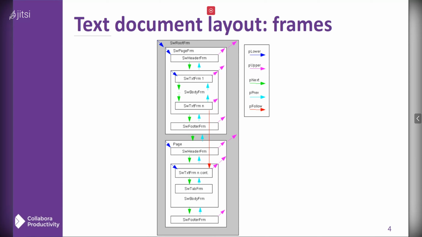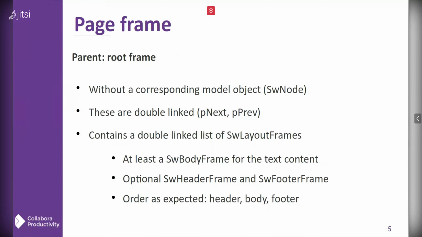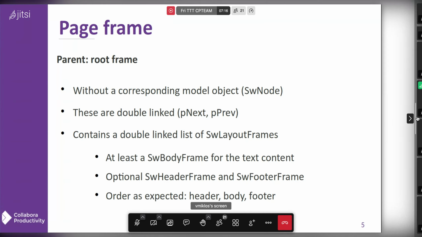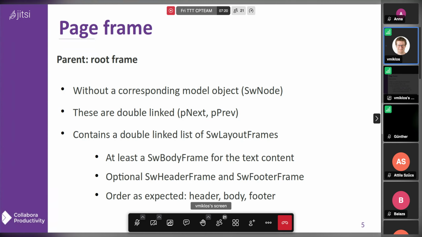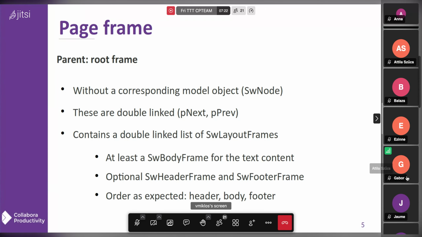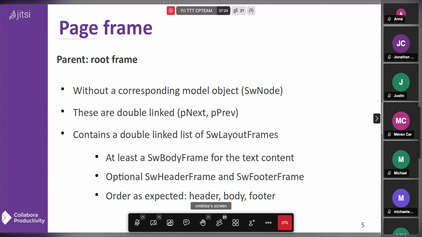And so that's how the root frame looks. And if we go one layer down, then we will get to page frames. A page frame has a parent, the root frame. For one open document, there is one layout, and then that layout will have exactly one root frame. And somebody may want to mute their microphone.